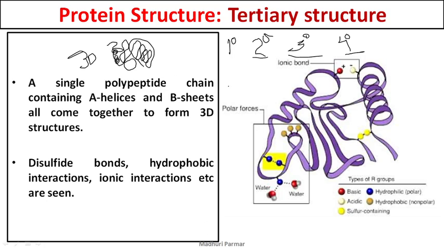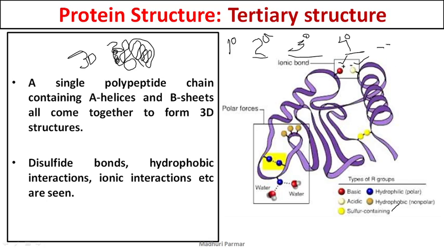Here in tertiary structure, you have ionic bond. Remember, the positively charged amino acids were lysine, histidine, and arginine. So you can have those R groups forming an ionic bond with the negatively charged ones, which were aspartate and glutamate. Clear? Then remember the disulfide bond.